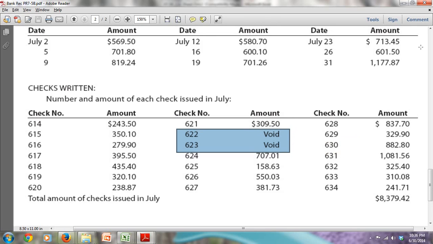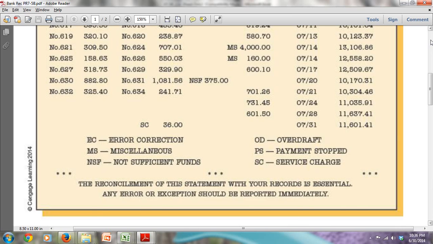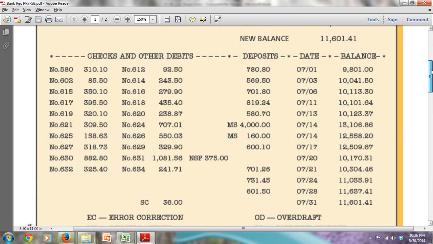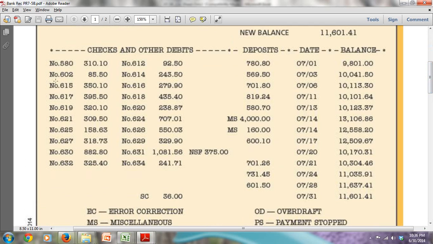So let's go back to the bank statement. We're going to go to the checks and other debits section. So you'll see the first check that cleared was check 580, so we can cross that one off. 602 cleared. Okay, over here 612 has cleared, so we can cross that one off. And it looks like 613 is still out there somewhere. Oh man, it's floating out in space. So somebody is sitting on that check.